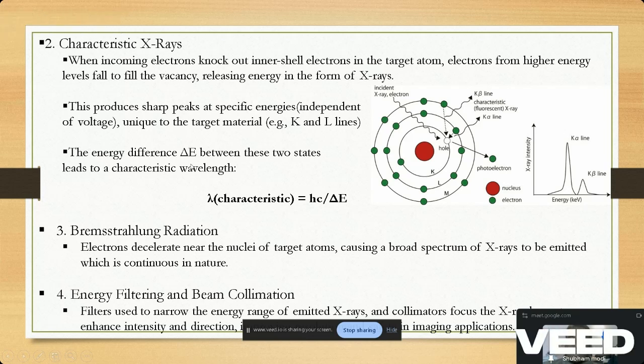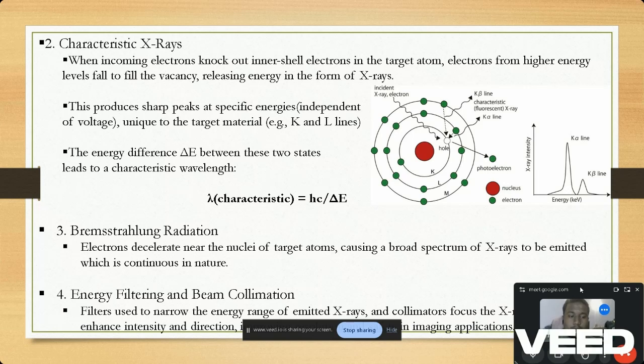The energy difference delta E between these two states leads to a characteristic wavelength, which can be calculated by this formula: lambda characteristic equals hc by delta E. The third principle of generating X-rays is the Bremsstrahlung radiation, in which the electrons decelerate near the nuclei of target atoms, causing a broad spectrum of X-rays to be emitted, which is continuous in nature.